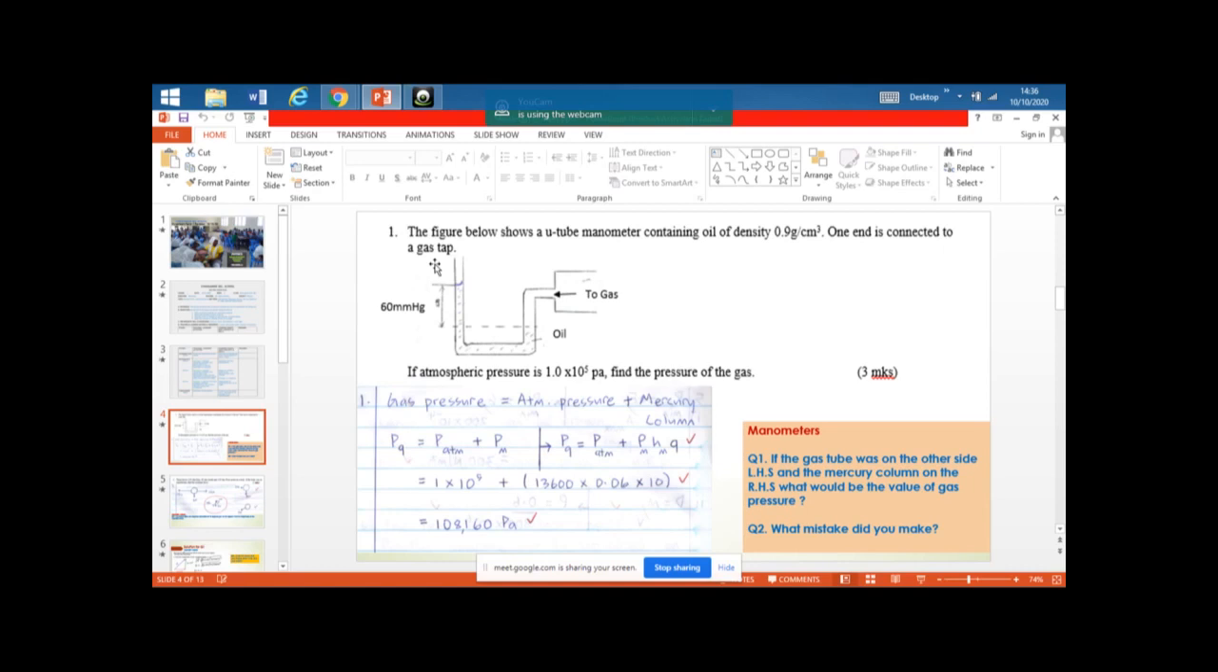Then the formula remains the same, because what we're looking at is the level. You see where the dotted line is? The lowest point where mercury is and where the gas also is. You cannot go beyond the point where the gas is or beyond the point where mercury is. It's a level that is common for both of them. Because in fluids, we speak of pressure being affected by depth. The pressure depends on depth.